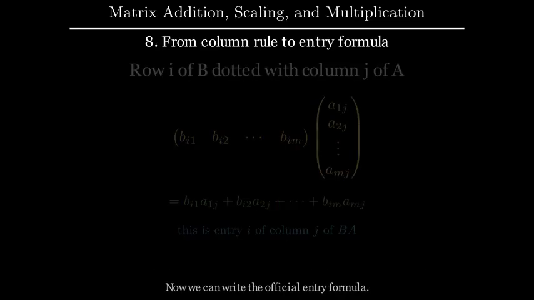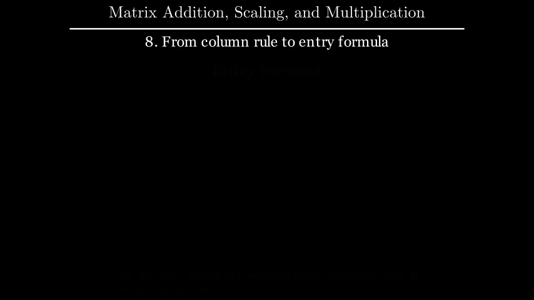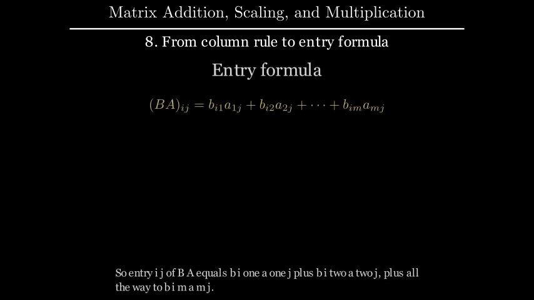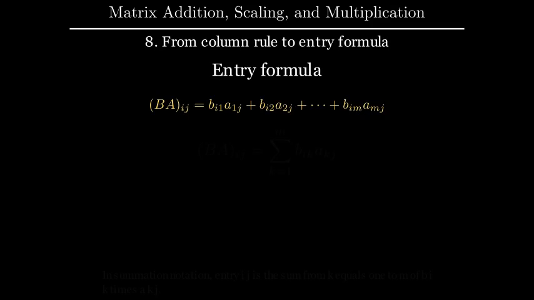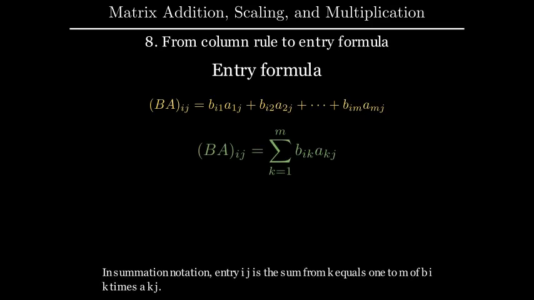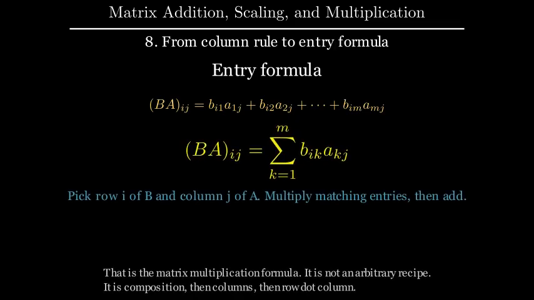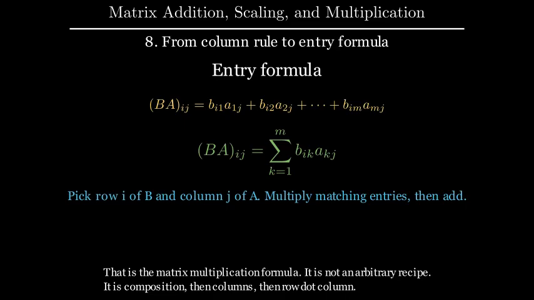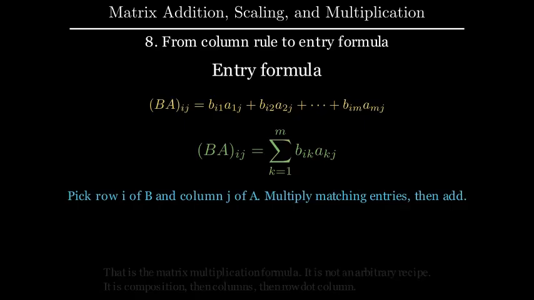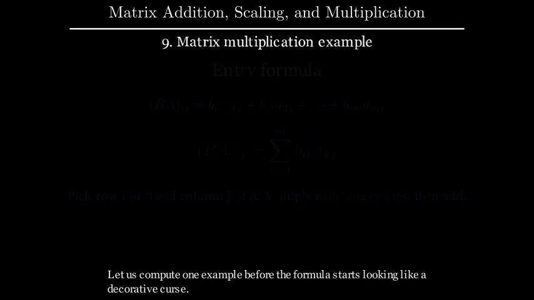Now we can write the official entry formula. So entry ij of BA equals Bi1 A1j plus Bi2 A2j, plus all the way to Bim Amj. In summation notation, entry ij is the sum from k equals 1 to m of Bik times Akj. That is the matrix multiplication formula. It is not an arbitrary recipe. It is composition, then columns, then row-column. Let us compute one example before the formula starts looking like a decorative curse.